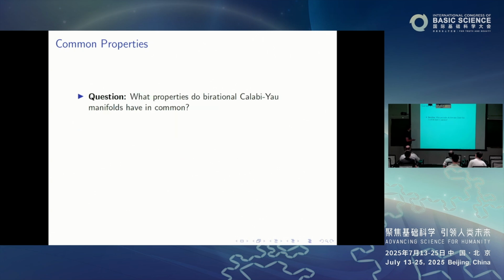So we have a question: what properties do birational Calabi-Yau manifolds have in common? I already showed you one, that the second homology and cohomology groups are the same. But we can go further. There's this nice result by Batyrev in the mid-90s: they have identical Betti numbers. This is not obvious at all. In general, birational morphisms change the topology drastically. But as soon as I have this c1 equals 0 condition, the Betti numbers are the same.